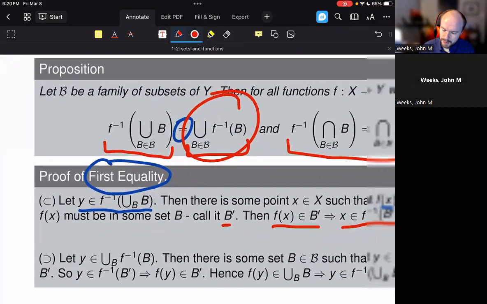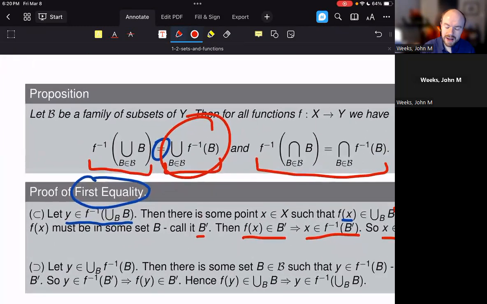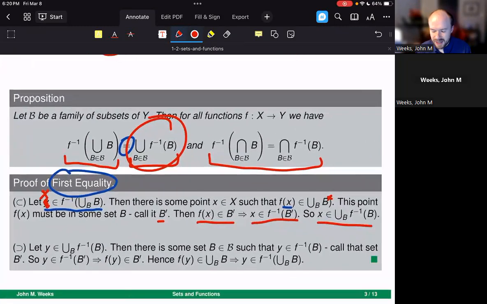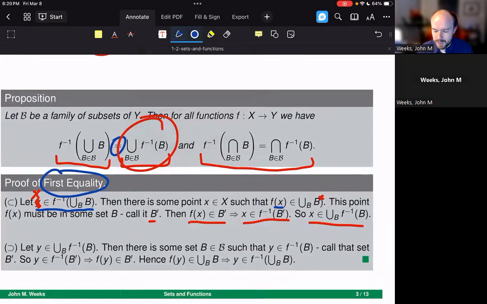I also noticed that there's a typo here. I really should have said that this y value here was actually an x. So what could I have done instead to correct that? I could say now there is some point x in X such that f of x is inside of this union. Well, what that means is that I do not need this part. So since x is inside of f inverse of the arbitrary union of these sets B, then f of x is inside of the union of these sets B by definition of inverse image. So there we go. We've gone through and caught a typo while we were doing this.